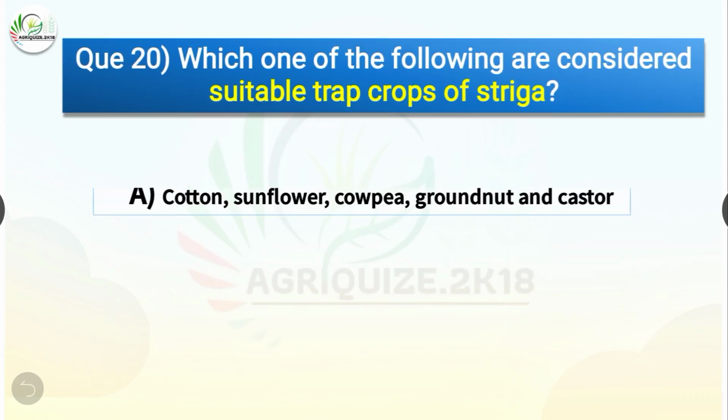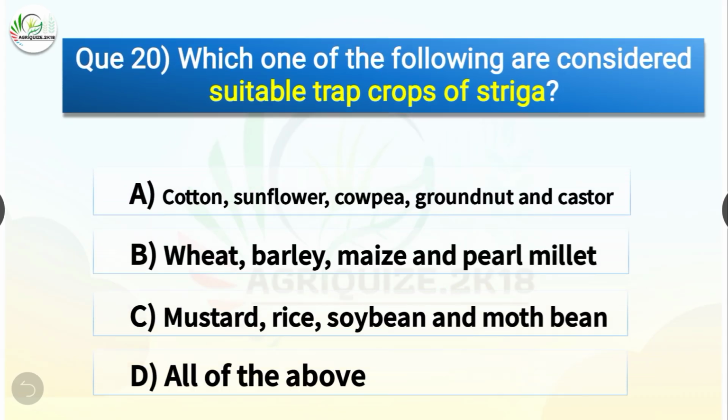Question number 20. Which one of the following are considered suitable trap crops of striga? The options are cotton, sunflower, cowpea, groundnut and castor, or wheat, barley, maize and pearl millet, or mustard, rice, soybean and mothbean, or all of the above. The correct answer is option A, cotton, sunflower, cowpea, groundnut and castor. So these are considered suitable trap crops for striga.